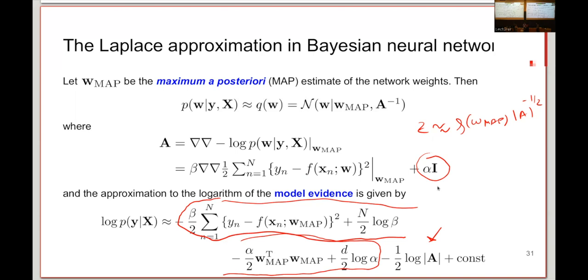In these small neural networks, you can do the full Hessian. Obviously, in bigger neural networks, that doesn't work and you will need to do approximations. We are going to see later several ways to do these approximations. We're going to see examples of this, and it works better than deep ensembles.